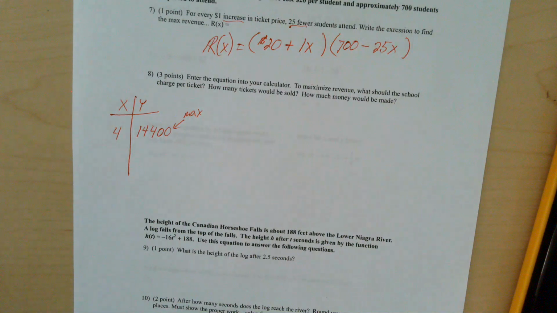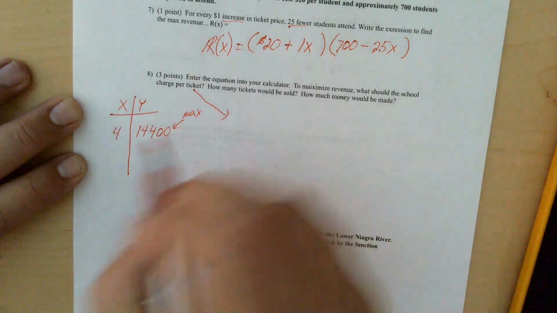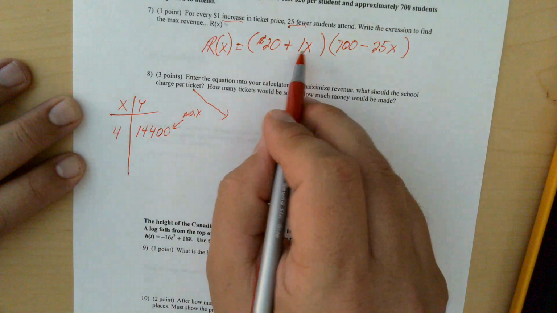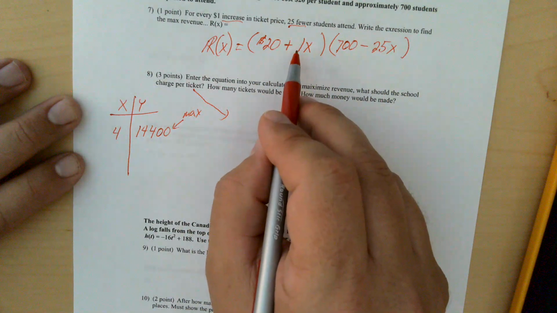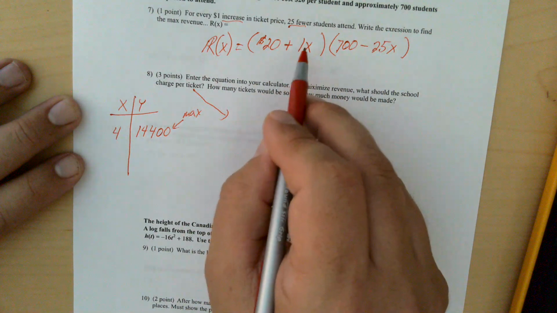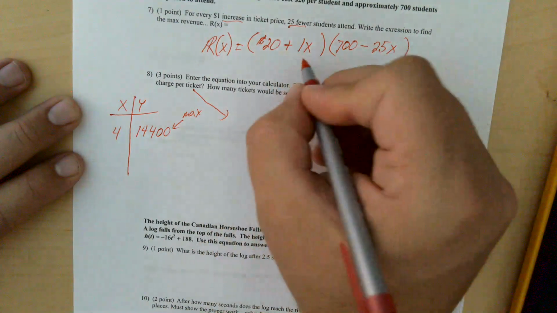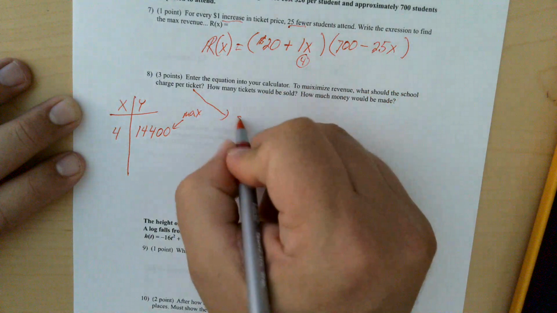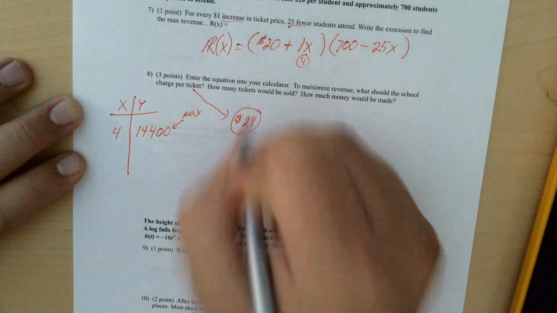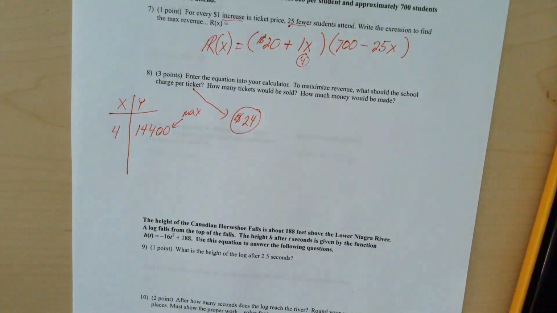So now the key is to answer these 3 questions. What should the school charge per ticket? If x is 4, I go back here. Now, sometimes this isn't a 1. Maybe we can increase by $2, but in this case, it's simply a 1. So 20 plus 1 times 4. I'm going to do that calculation and realize, hey, $24 is the best price to make the most money from these ticket sales.